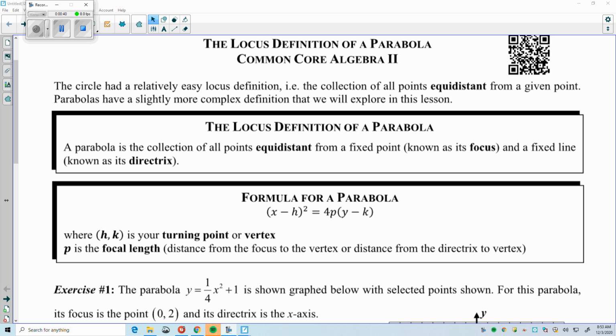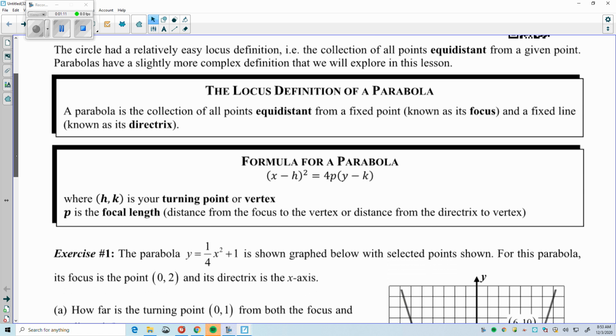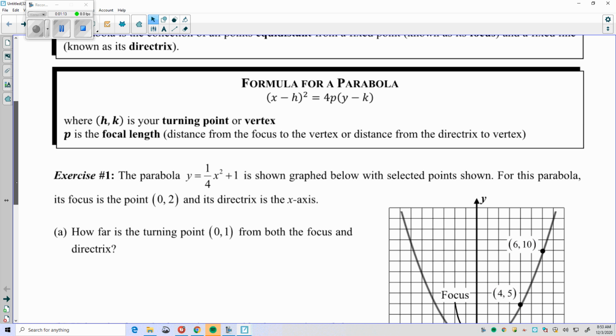So first off, the locus. Locus is just a Latin word meaning location. So our definition of a parabola is based off of the location. A parabola is the collection of all points equidistant from a fixed point known as its focus and a fixed line known as its directrix. So they're equally spaced from these two objects, the focus and the directrix. If I take a look at all of the points on the parabola, any point on the parabola will always be equally distant from the focus and the directrix.